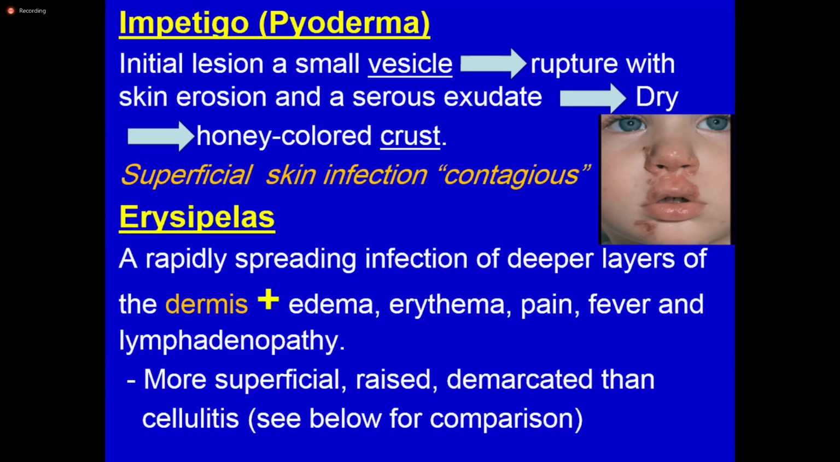So we have talked about the superficial layer of the skin. Now, if we go deep in the dermis, we get a condition called erysipelas. It is a rapidly spreading infection of the deeper layer of the dermis. Look here, we have reached the dermis. Plus what? In erysipelas: edema, erythema, pain, fever, lymphadenopathy.